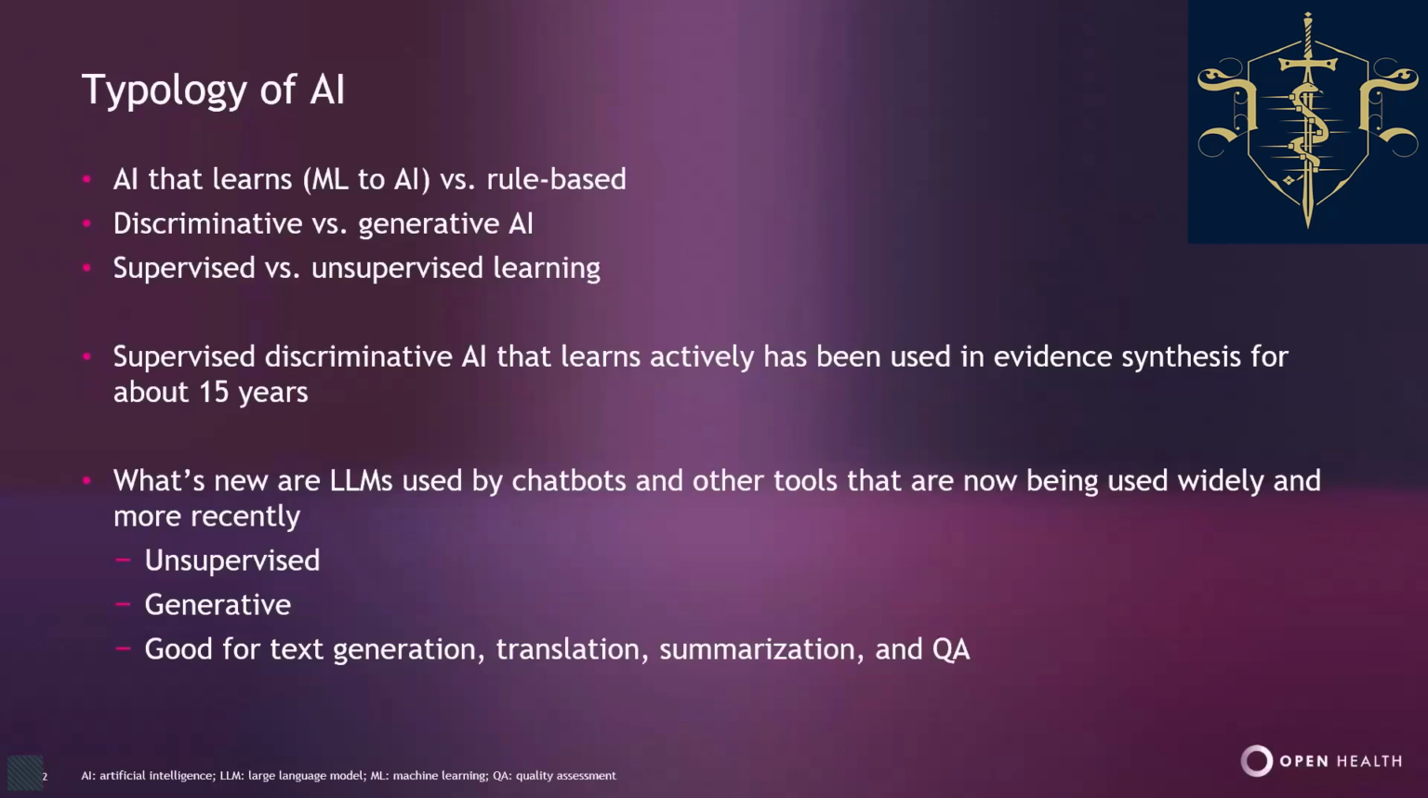What is surprising is that we have had artificial intelligence, supervised and discriminative, in evidence synthesis for over 15 years. So it is not new. It is just in the last 5 years, with the introduction of large language models that are unsupervised and generative AI, that people started making noise that this is great and we are going to do a lot of great stuff with this. But the large language models used by chatbots are suitable, as stated in their terms and conditions, for generating text, translation, summarization, and question answering.